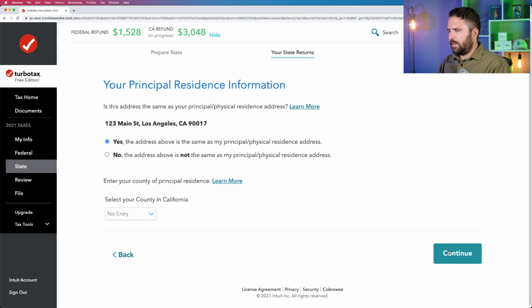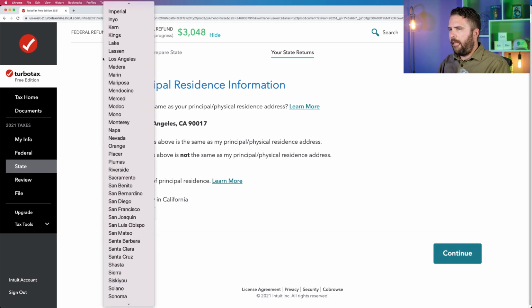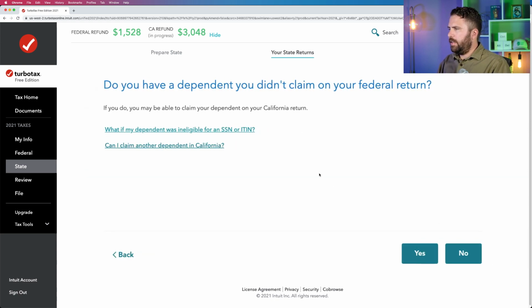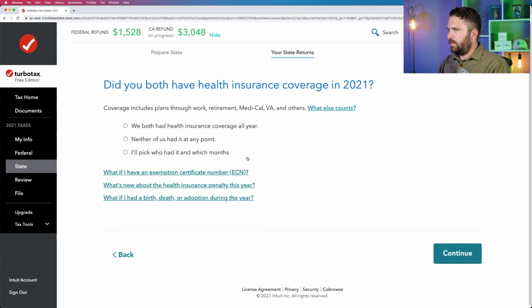Yes, that address is correct. Select your county. So Los Angeles County. No, this is the California thing. I'm not going to get into it. Do you have a dependent you didn't claim on your federal return? No. Did you both have health insurance coverage? I'm going to say yes.